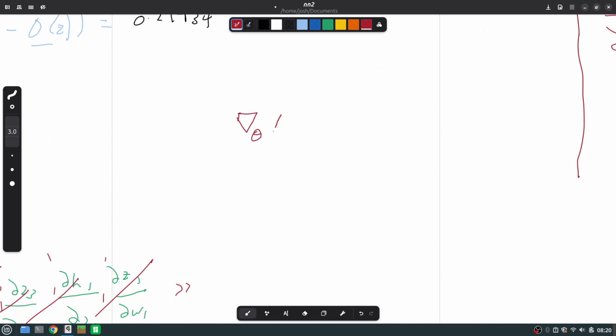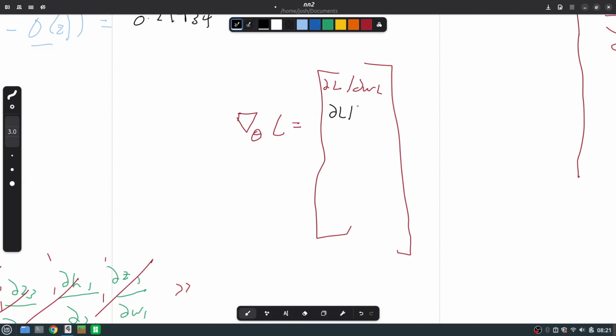delta theta of the loss, and we'll flatten it into a vector like this. And so what we're going to do is put the partial derivative of the loss with respect to W1 here. Let me use a different color. And then we'll put the partial derivative of the loss with respect to W2 here. This is supposed to be W1.